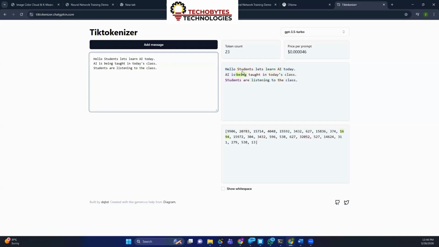What is so much different? If you look carefully, you are thinking students has become one word. No, no. It is a space plus students that has become one unit. Now we'll call it a token. So space plus students has become one token. And this Students is a simple Students starting with a capital S, and it has got its own token. Similarly, AI has become one token, 15592, and here AI has become 115836. So that token number is different.